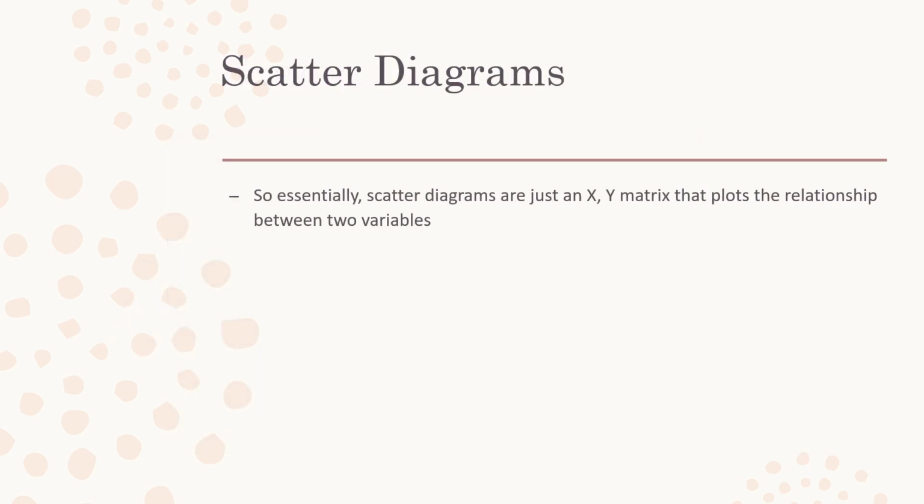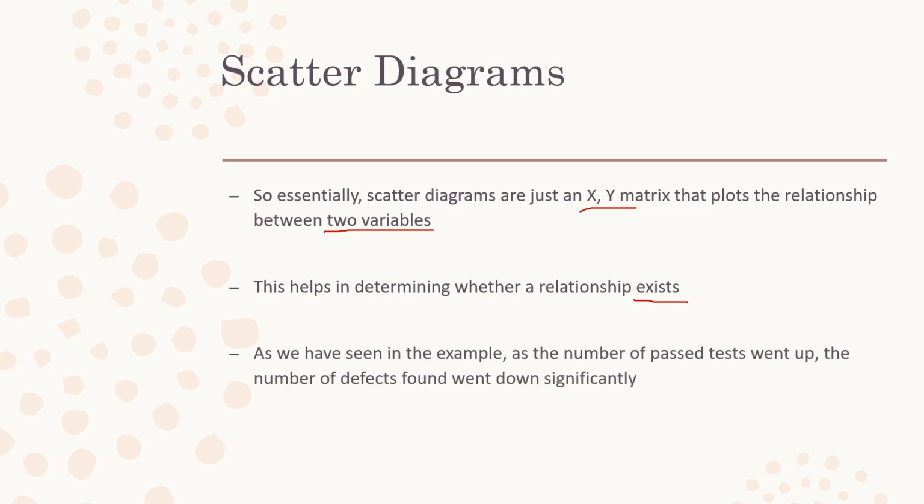So just to quickly summarize, essentially scatter diagrams are just an XY matrix that plots the relationship between two variables. In our case, the two variables were number of defects found and the number of test cases passed. So this definitely helps to determine if a relationship exists. And in our case, we were able to determine that a relationship does exist. As the number of passed test cases went up, the number of defects found went down. As we've seen in the example, this was definitely the relationship.